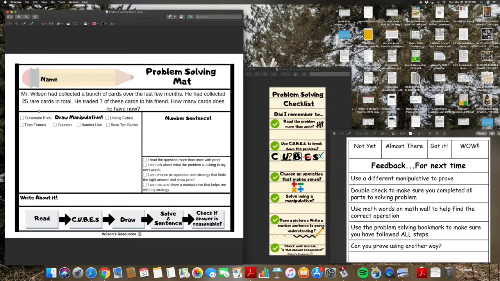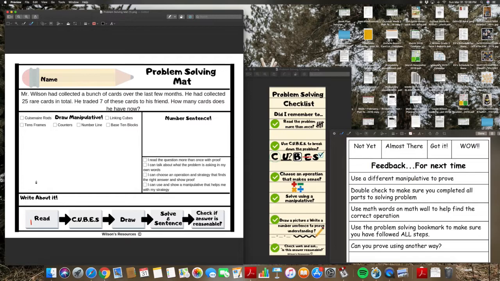Mr. Wilson has collected a bunch of cards over the last few months. He had collected 25 rare cards in total. He traded 7 of these cards to his friend. How many cards does he have now? So typically what I do is I encourage, after they've read it once, to put a little tick or a tally on the read box. That lets me know that they have definitely read it once. And I will ask them to read it again.